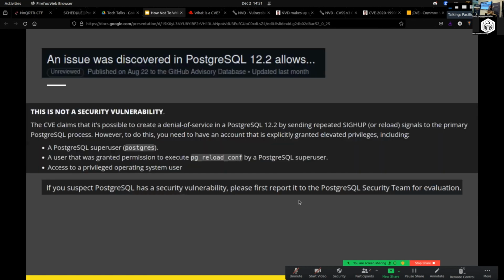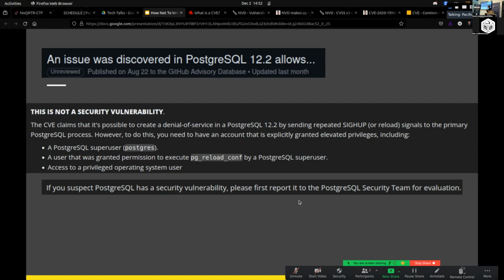And there are some others that have gained a little more traction. There's an issue in Postgres, which claims it's possible to create denial of service in Postgres by sending repeated SIGHUP signals. But they mention in particular, in order to do this, you need to have a couple of things. You need to have a Postgres superuser account, and you need to have a user granted permissions to execute pg_reload_conf, which can only be set by a PostgreSQL superuser, and you need access to a privileged operating system. So if you have all these things, you could DDoS the Postgres server, or you can just turn off the machine.